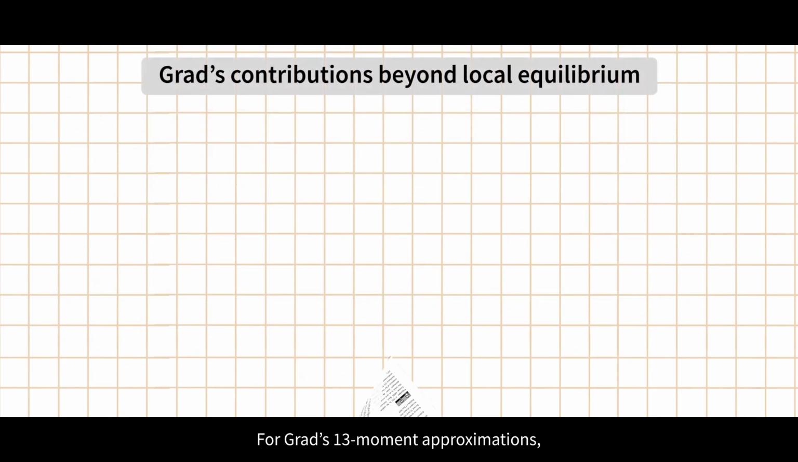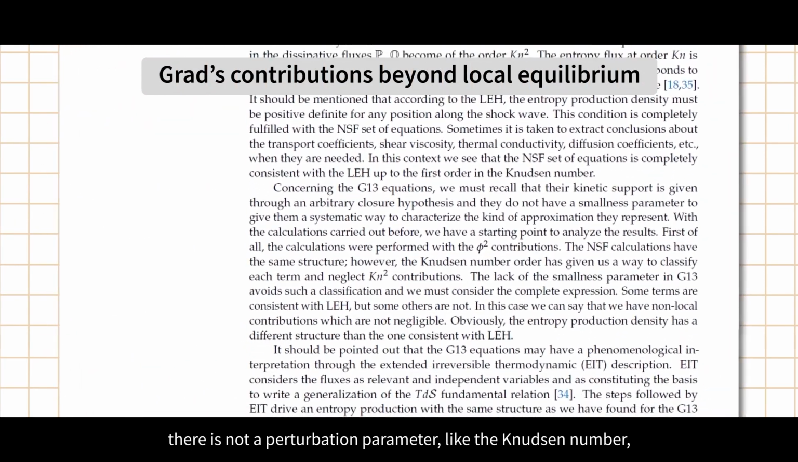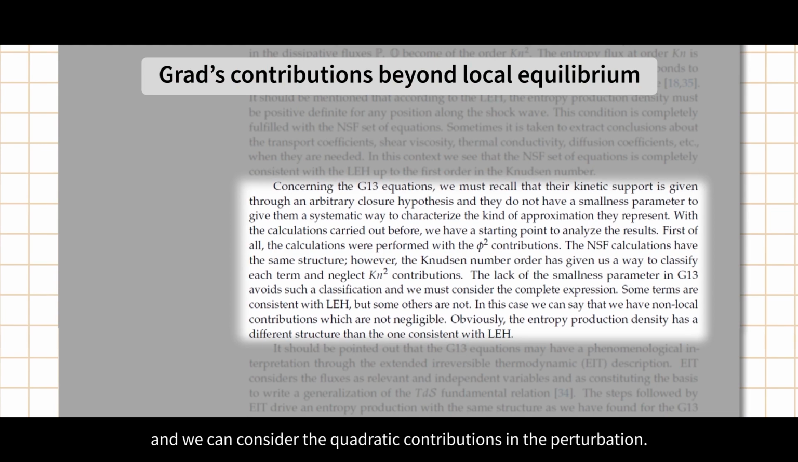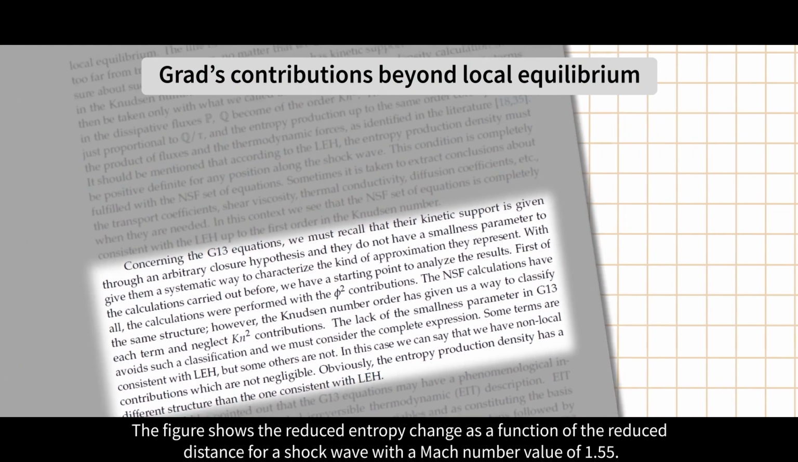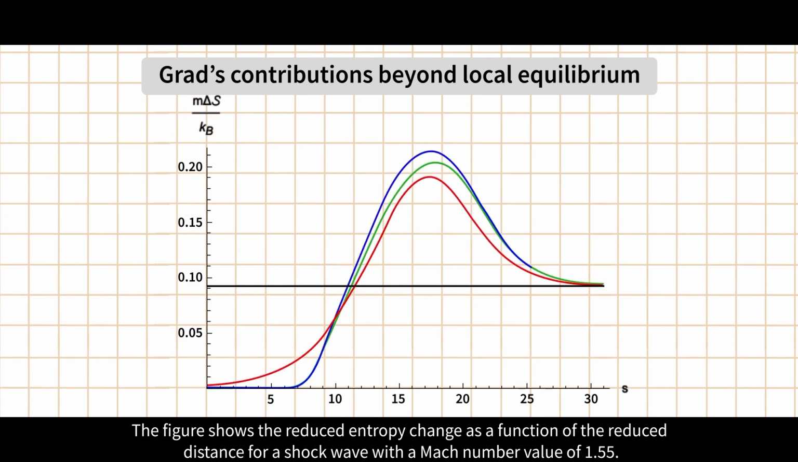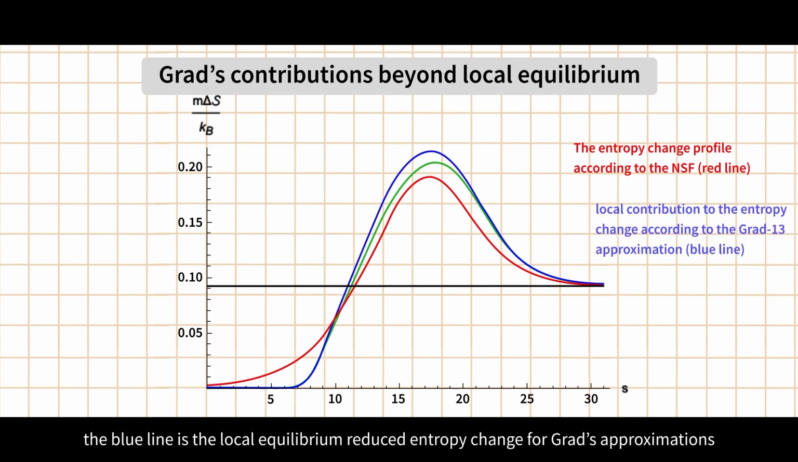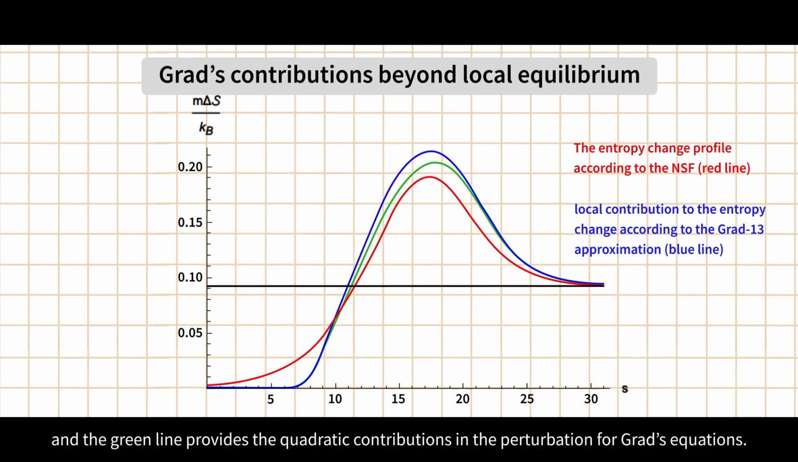For Grad's 13 moment approximations, there is not a perturbation parameter, like the Knudsen number, and we can consider the quadratic contributions in the perturbation. The figure shows the reduced entropy change as a function of the reduced distance for a shock wave with a Mach number value of 1.55. The red line is the result for the Navier-Stokes Fourier local equilibrium. The blue line is the local equilibrium reduced entropy change for Grad's approximations, and the green line provides the quadratic contributions in the perturbation for Grad's equations.